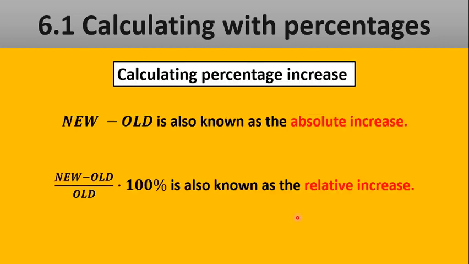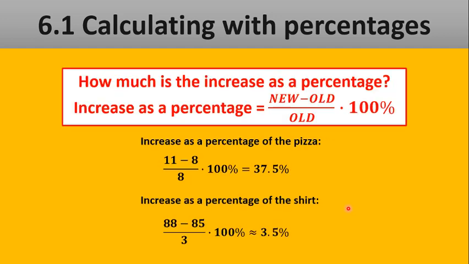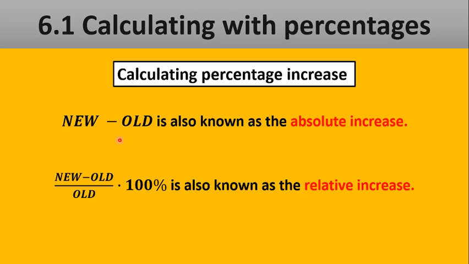So this new minus old divided by old times 100% is also known as the relative increase. It is the increase that you can calculate in percentage. As you can see, those were quite different from each other, almost by a factor 10. While new minus old, in both cases the answer is going to be 3 euros, is also known as the absolute increase. In this case, just the increase in euros.